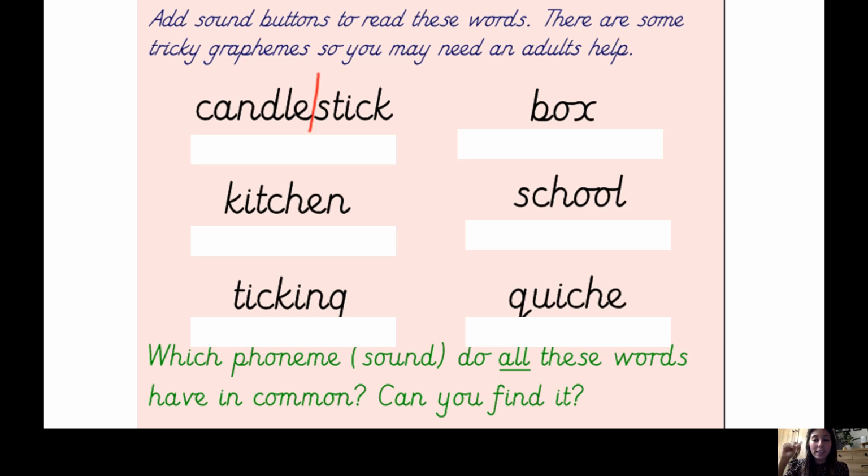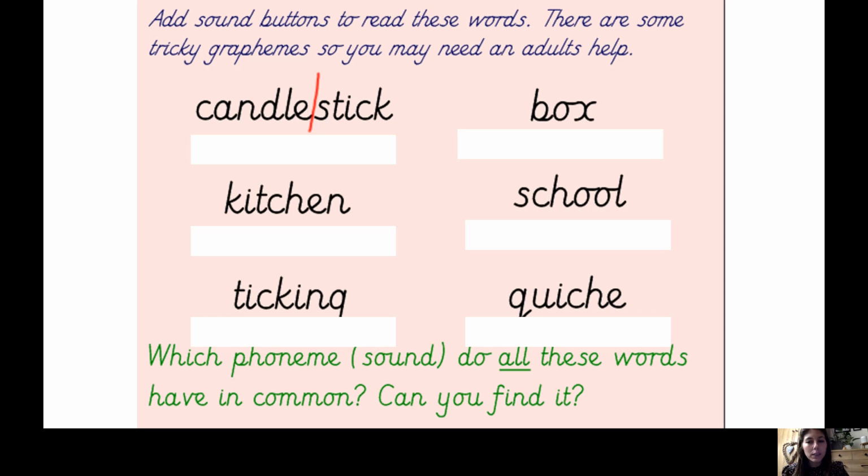I wonder if you can already hear which sound is in all of those words. Let's go to the next side at the top and read that three-letter word. Off we go. B-ox. Box. Candlestick, kitchen, ticking, box. Let's try the word underneath. Oh, this is a tricky word. It's one we should know, but we can sound talk it anyway. School. So we've got candlestick, kitchen, ticking, box, and school so far.